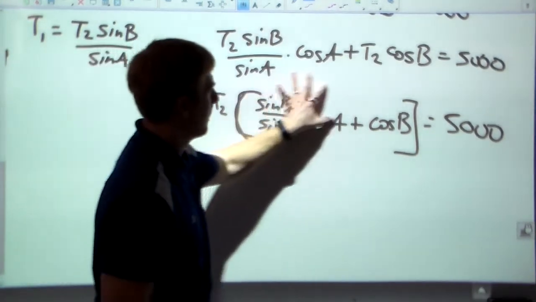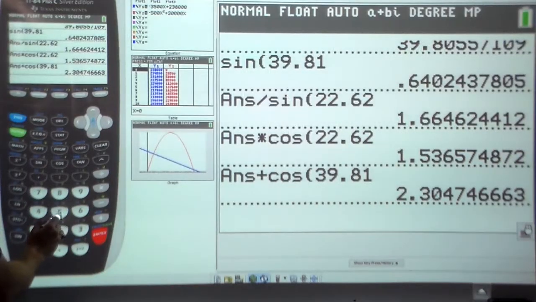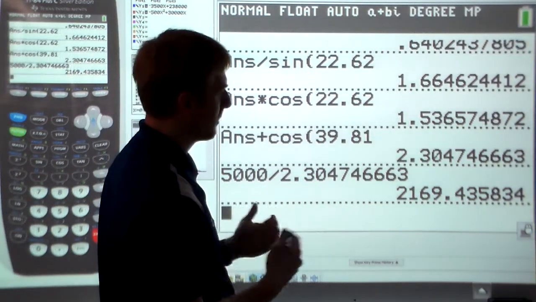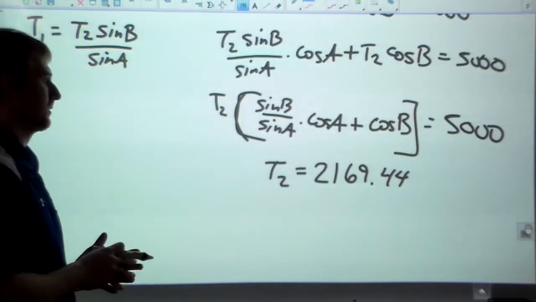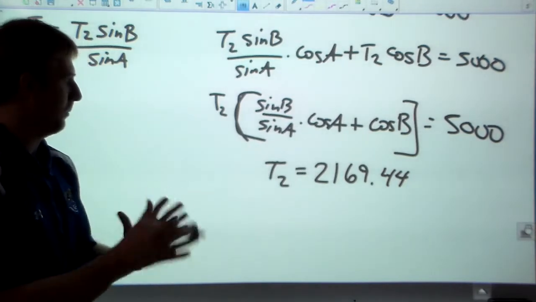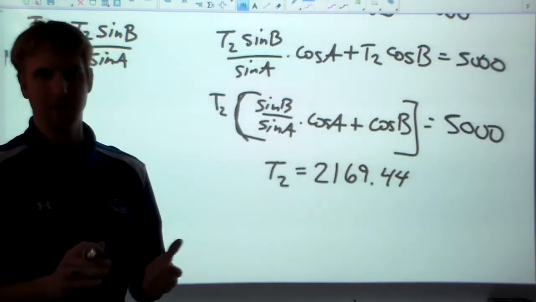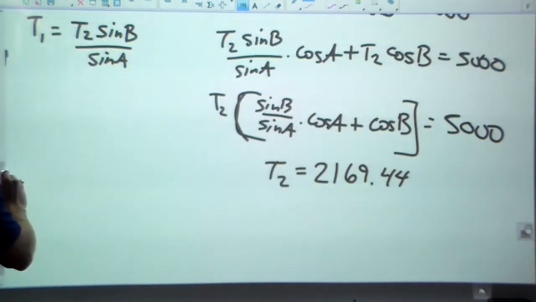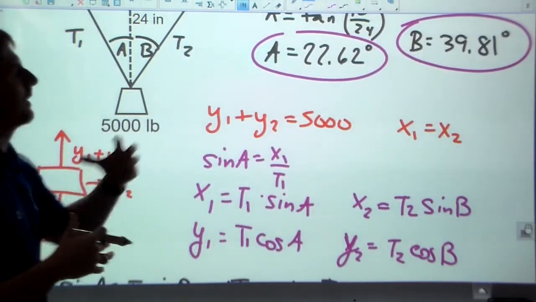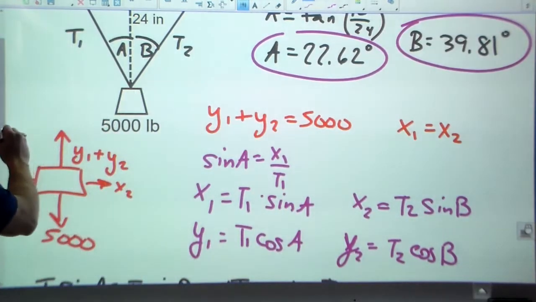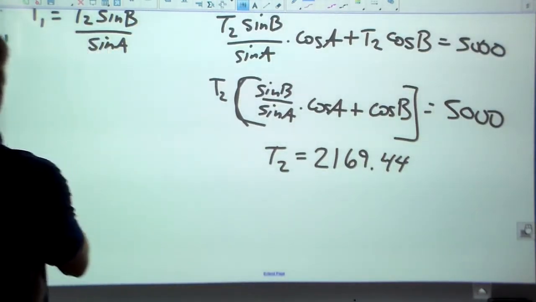But I've got a decimal for all of this now, so I'm going to take 5,000 and divide by that. And that's going to be tension 2. And I'm getting 2,169.44. I went ahead and gave it a couple decimal places. Honestly, I'm okay if you're within maybe 1 or 2 pounds here. I mean, out of a couple thousand, if you're a couple pounds off, you're pretty close. That's all going to really come down to the rounding that you did with these angles. So the more decimal places you can carry through, the more precise your answer is going to be, as always. So that's the tension in the second row.